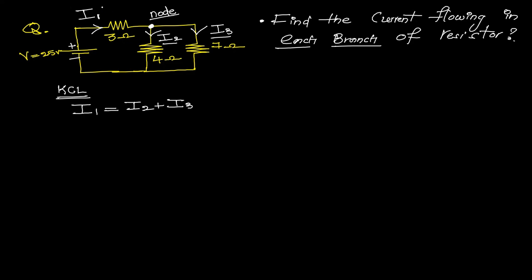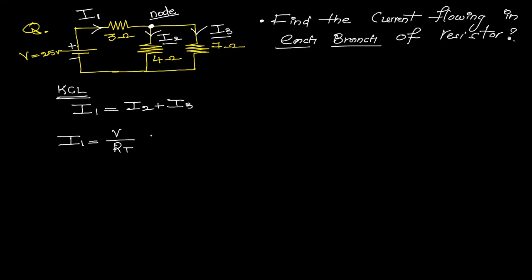But to calculate the value of current I1, it is mandatory to calculate the total resistance in the network. After getting the total resistance, we calculate I1 using the formula I1 equals V divided by the total resistance. Here V is 20 or 25 volts, and the value of RT we need to calculate. After getting the total current I1, we can apply the current division rule at this node to find the remaining I2 and I3.